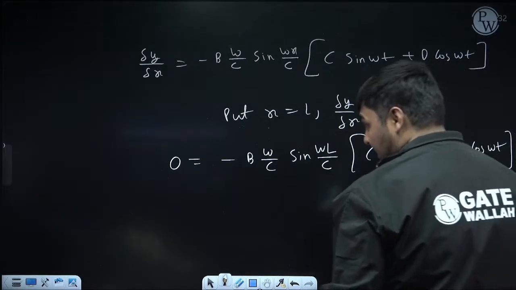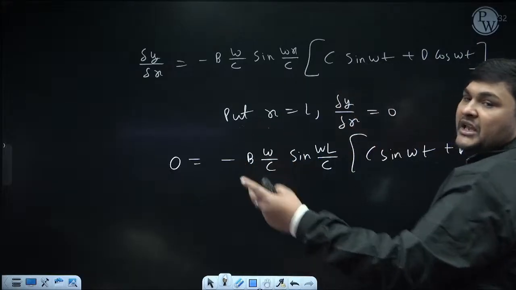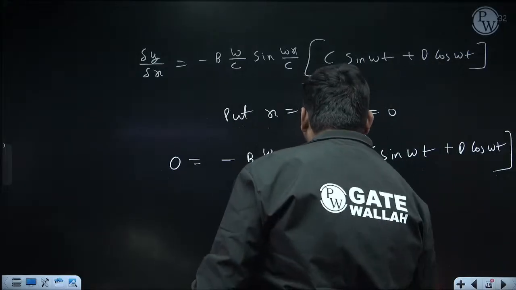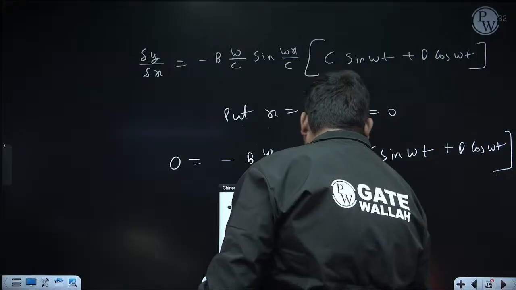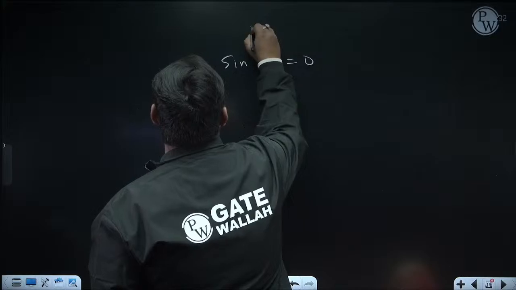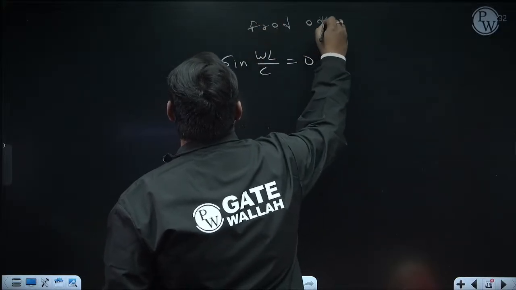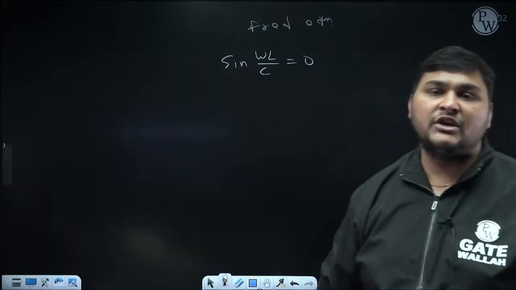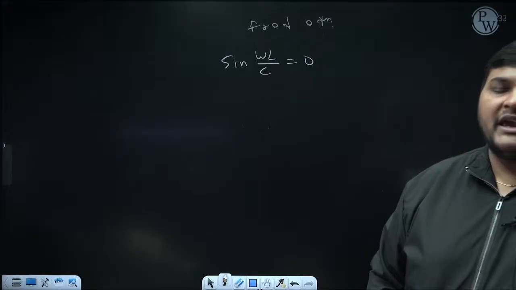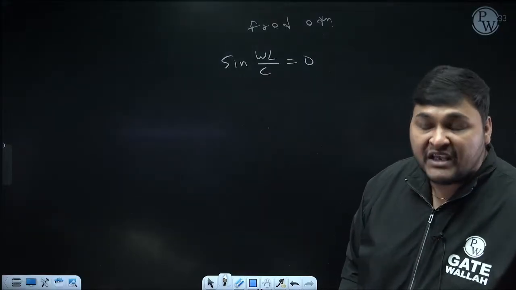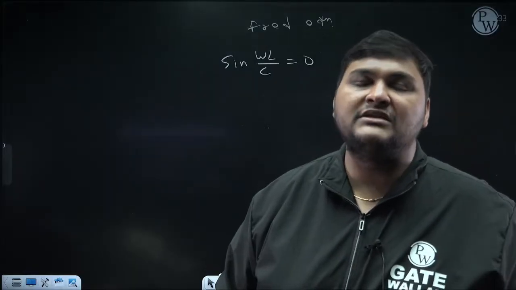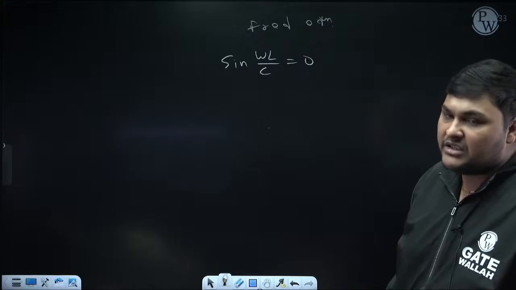Now definitely b will not be 0, because if both a and b are 0, y will always be 0, which is not practically possible. So this will be 0 when sine(omega L by c) equals 0. This is the frequency equation. For a fixed connection, the frequency equation was sine(omega L by c) equal to 0, so omega L by c equals n pi, n starting from 1. For a fixed-free connection, the frequency equation was cos(omega L by c) equal to 0, so omega L by c is (2n plus 1) pi by 2, n starting from 1.